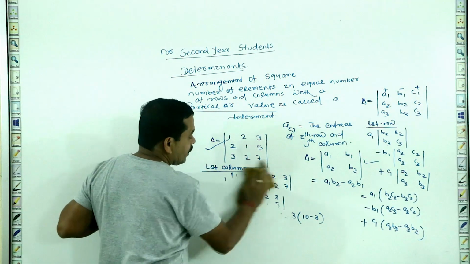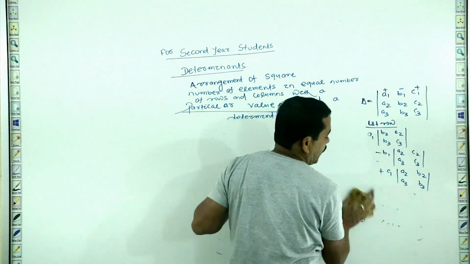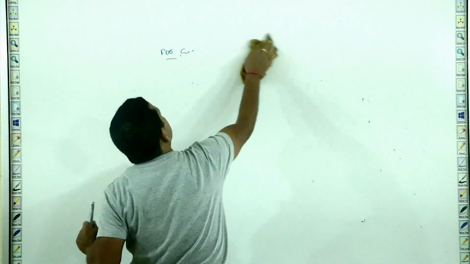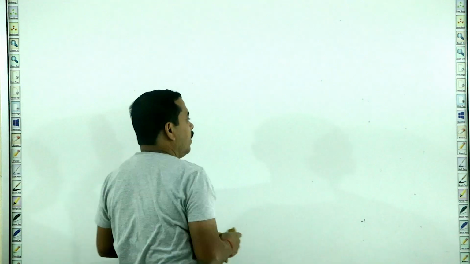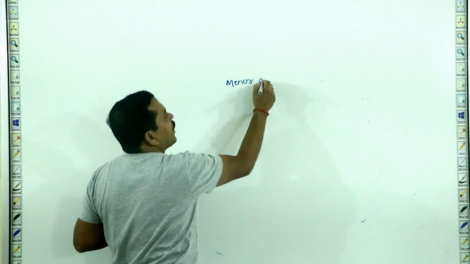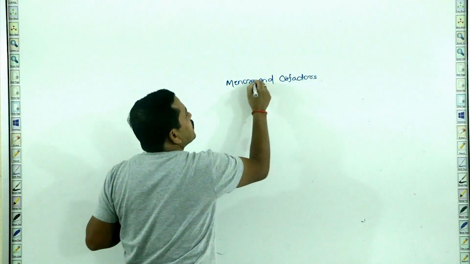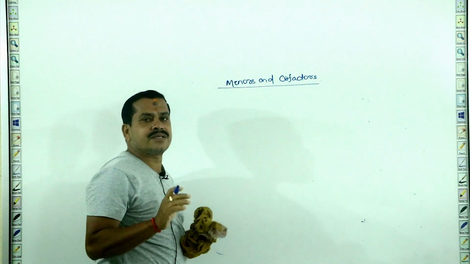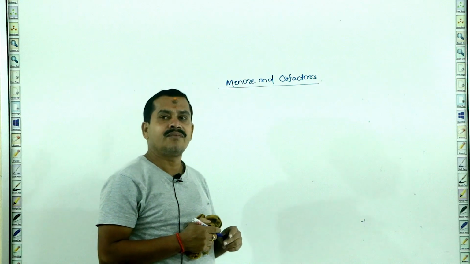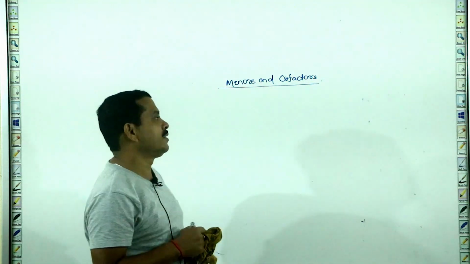Then we shall discuss the minor and cofactor of an element of a determinant. What is a minor and what is a cofactor? Minor and cofactor. First we shall discuss the second order determinant, then the third order determinant. What is the minor and cofactor of a determinant?